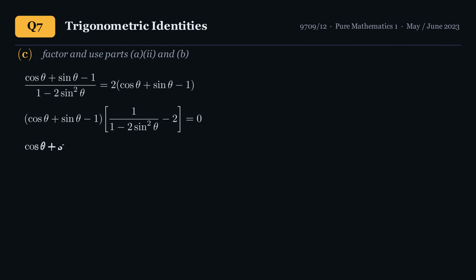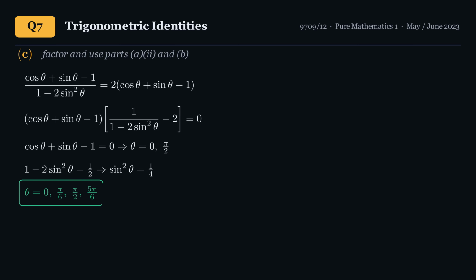Case 1. Cosine t plus sine t minus 1 equals 0 gives 0 and pi over 2. Case 2. 1 over 1 minus 2 sin squared t minus 2 equals 0. That gives sin squared t equals 1/4, so t is pi over 6 or 5 pi over 6. t equals 0, pi over 6, pi over 2, or 5 pi over 6. Question 7 complete. Question 8.